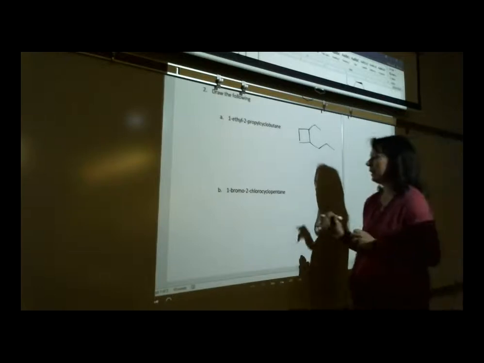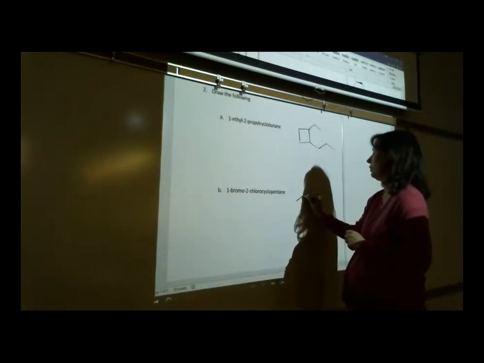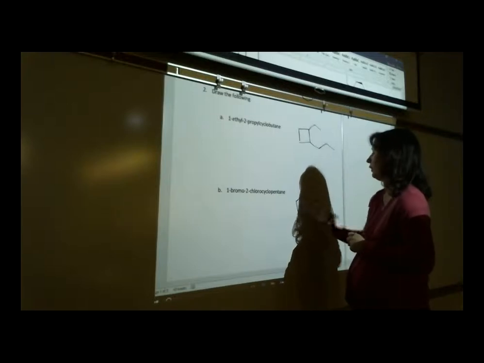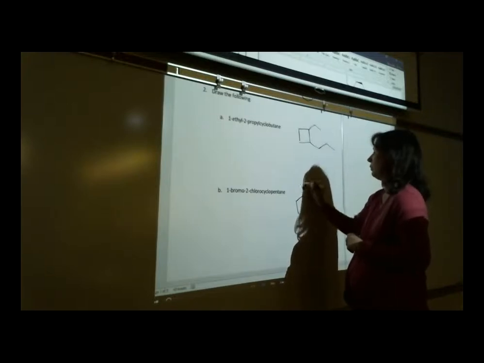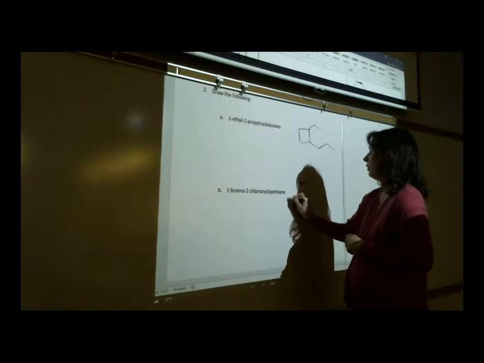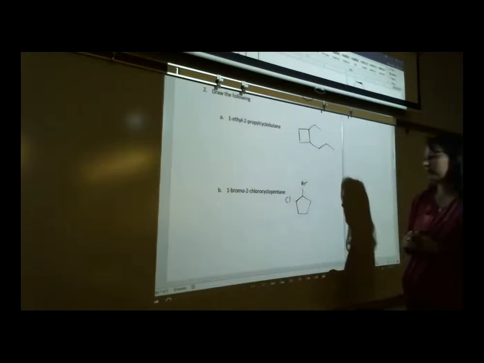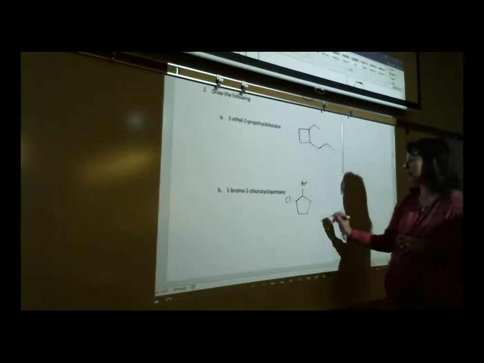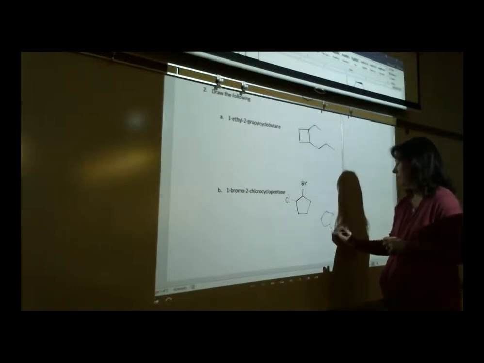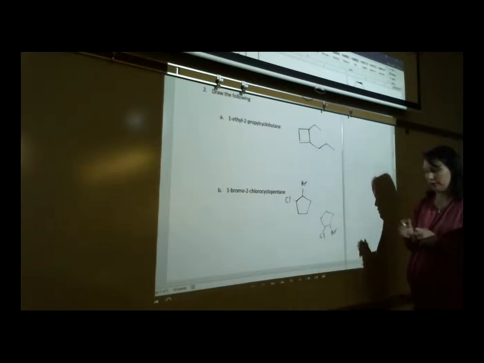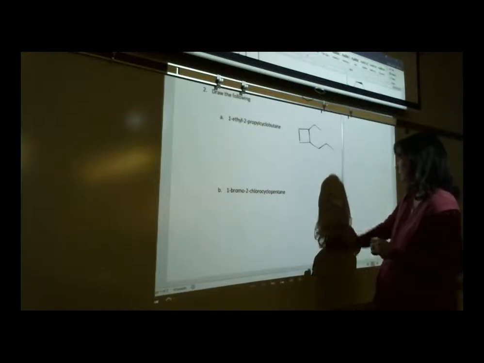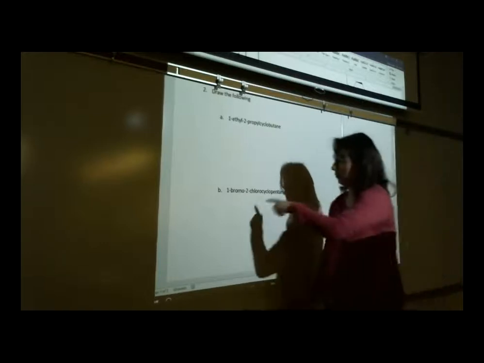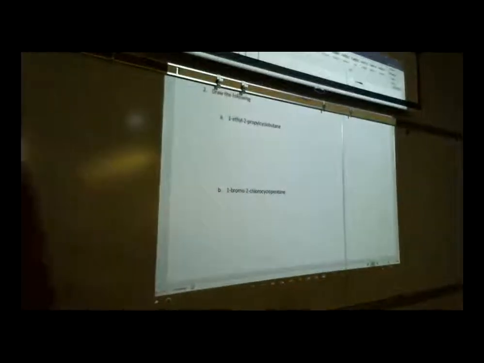Okay, pentane is a 5-membered ring. 1, 2, 3, 4, 5. Don't forget to link it back up. 1 bromo, 2 chloro. Do we agree? If you had it drawn the other way, is that different? Same molecule, right? As long as your spacing is the same. I think both of those were actually in the practice problems in the notes.